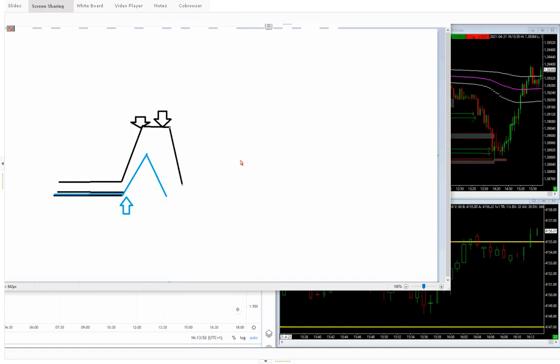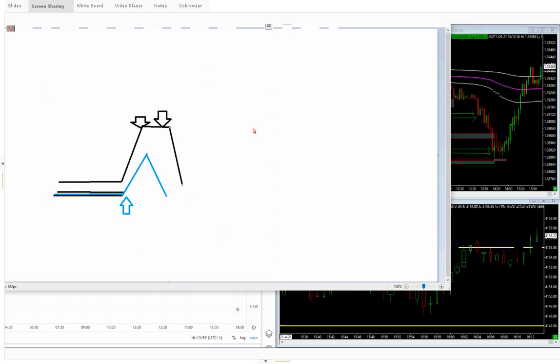Flat lines versus diagonal lines. This is what we should always remember. If I draw a black line here and I draw a blue line, what's the trade? Is it a sell on the blue line or a buy on the black line? It should actually be pretty obvious. It's a buy on the black line. It's not a sell on the blue line, it's a buy on the black line.